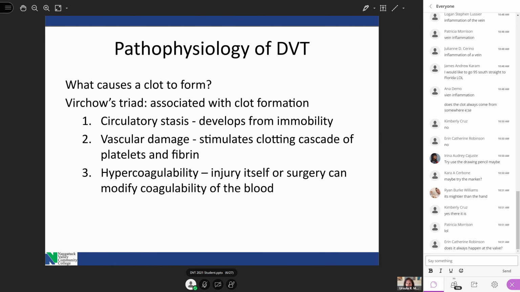So how does it happen? Is it a vein problem? Is it a valve problem in the vein? We're going to talk about it.